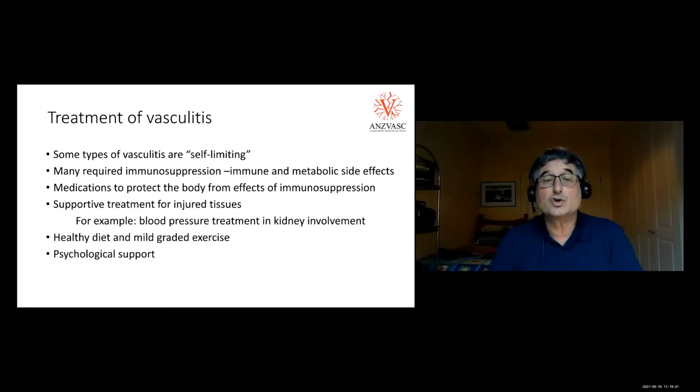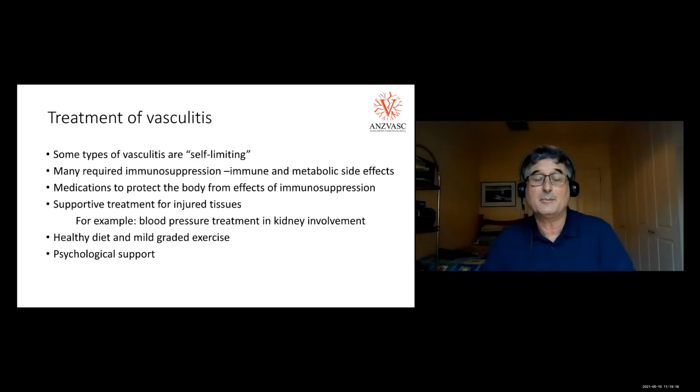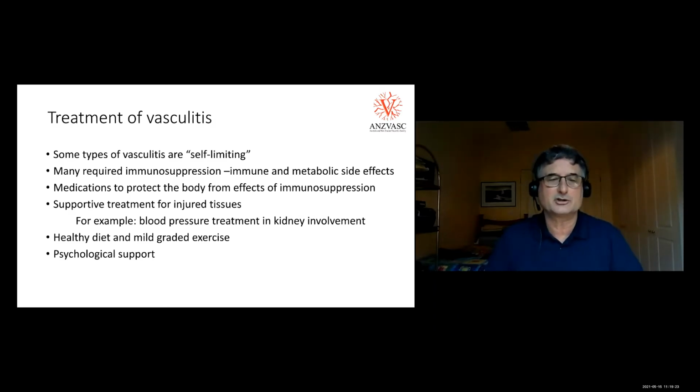Then there's supportive treatment for injured tissues. So remember, the blood vessels that supply the tissues are inflamed, but the tissues themselves can get injured. An example here is in kidney involvement. Often blood pressure can go up, requiring temporary or in many cases permanent blood pressure treatment to protect the kidneys themselves, as well as the other parts of the body that can be affected by high blood pressure.